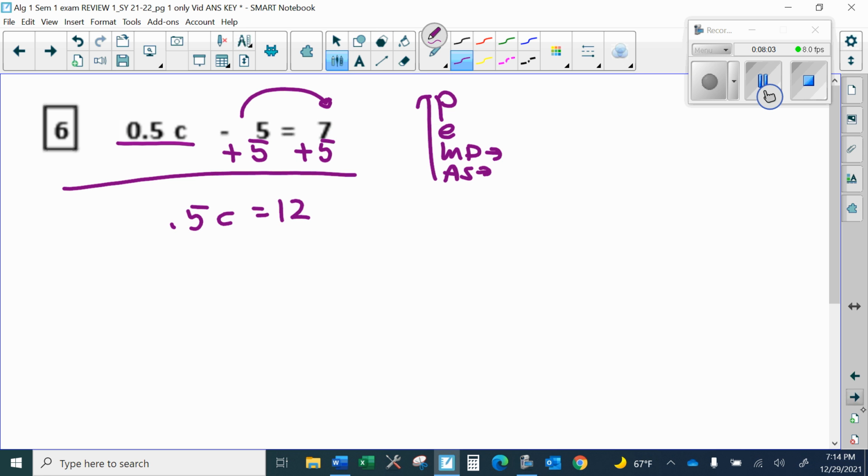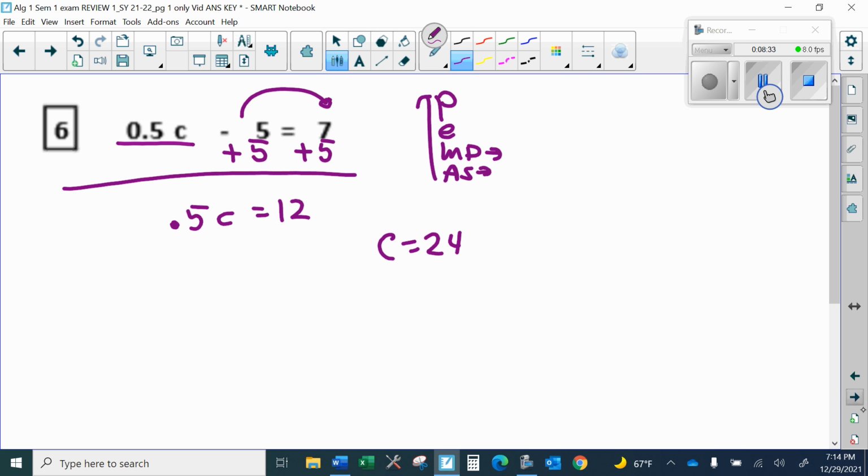Now, if you say this correctly, you can answer it in your head. To know what the answer is, you should be saying half, because that's 0.5, half of what number, that's my c, half of what number is 12. If you just think half of what number is 12, you should automatically be able to say it's 24. Half of 24 is 12. So the answer is already 24. Now it's just showing the work for it.